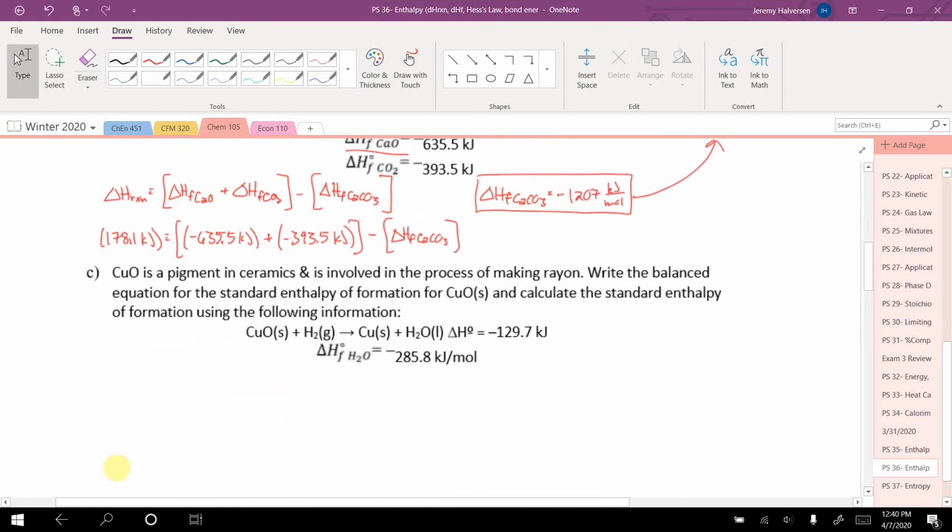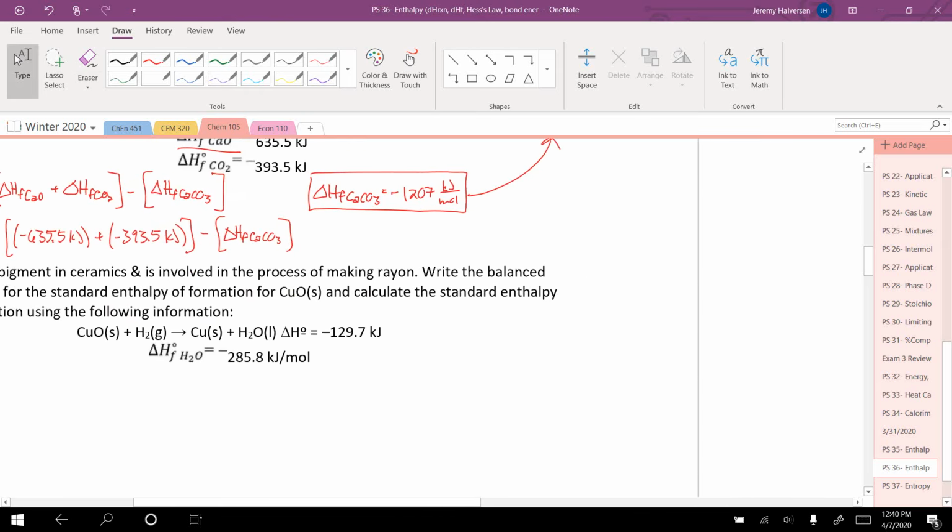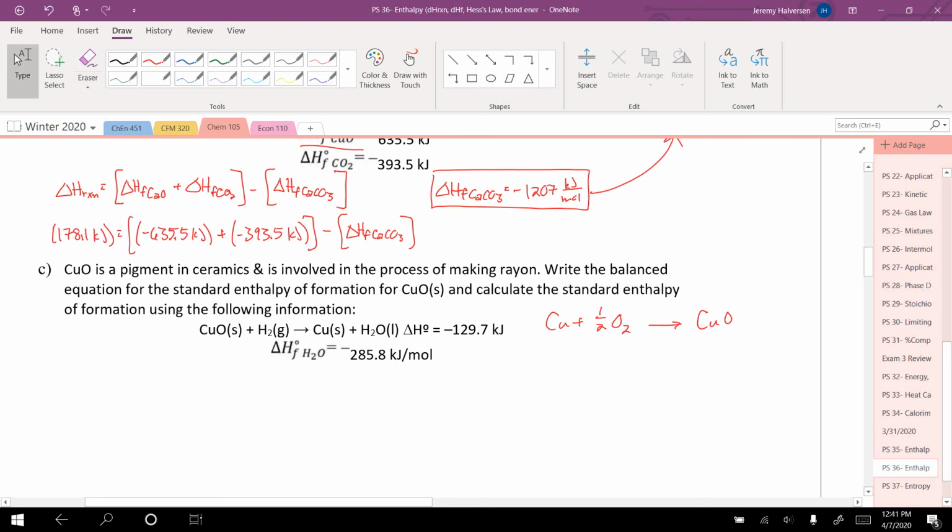All right, C. CuO is a pigment in ceramics and is involved in the process of making rayon. Write the balanced equation for the standard enthalpy of formation of CuO. Okay, so we're making 1 mole of CuO, and it's pure elements. Copper plus 1/2 O2. And calculate the standard enthalpy of formation using the following information.